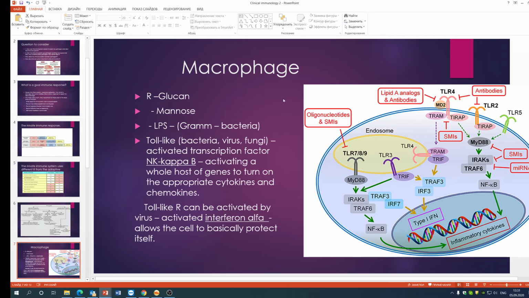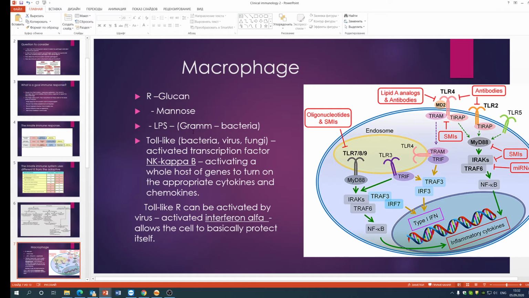Next, macrophages. Let's discuss macrophages, very important cells along with dendritic and Langerhans cells. Macrophages have receptors. Among them, the important ones are the glucan receptor and the mannose receptor. Bacteria have glucan and mannose proteins in their cell wall, and our own cells don't have glucan and mannose.